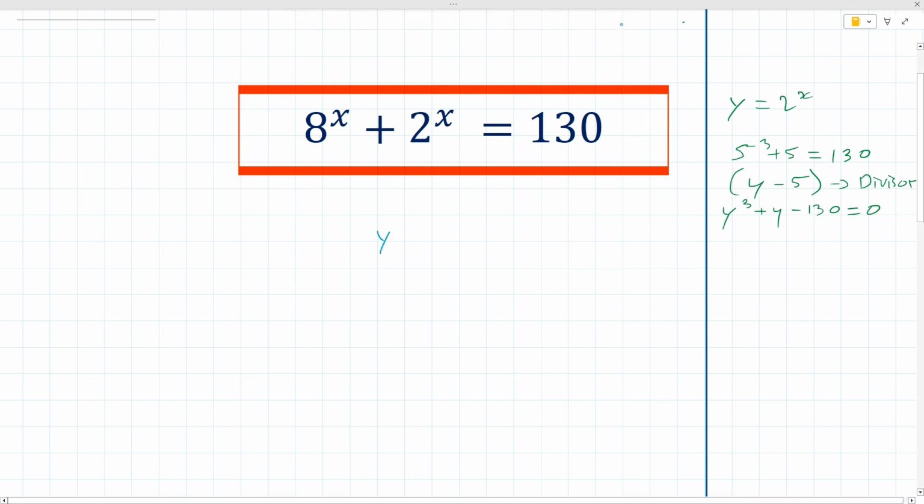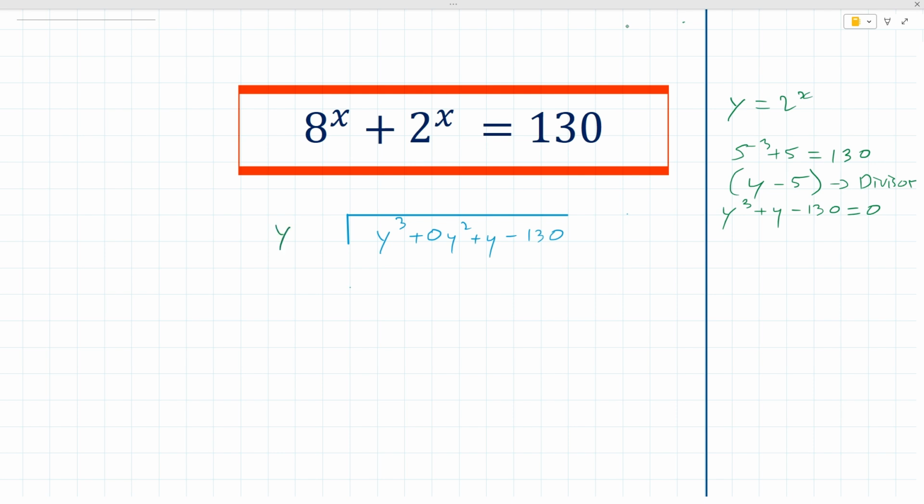Setting up our long division here, we're going to write y cubed plus 0y squared plus y minus 130. And the purpose of doing that is to make sure that we don't make a mistake when we come to subtracting for the y squared terms. I would really encourage you to make sure that you have every single power of x written out when you're doing a polynomial division. And we're going to divide this polynomial by y minus 5. And you can handle this exactly the same way as you would if you were to do a long division.